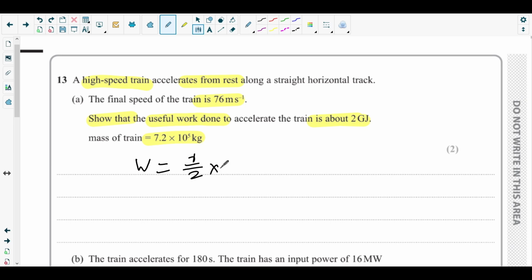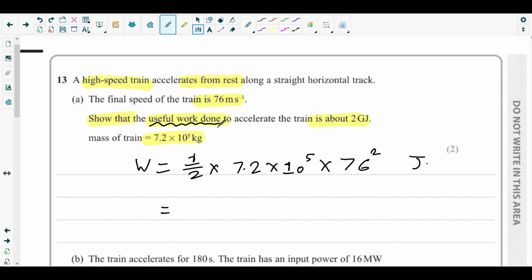So half times mass, 7.2 times 10 to the power 5, times v squared, which is 76 squared. That much joule. They said useful work done. Why are we considering kinetic energy here? Because the useful work done is basically the kinetic energy gained by the train, right? So that means half of 7.2 times 10 to the power 5 times 76 squared.